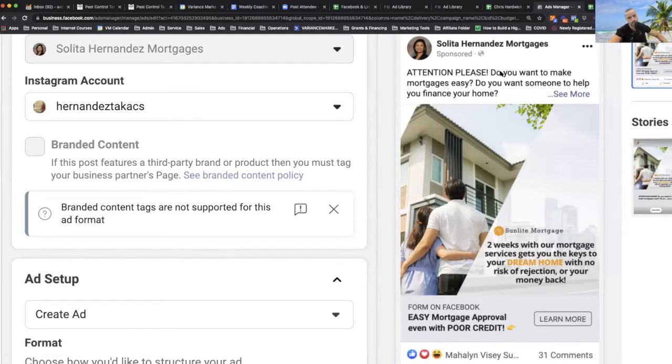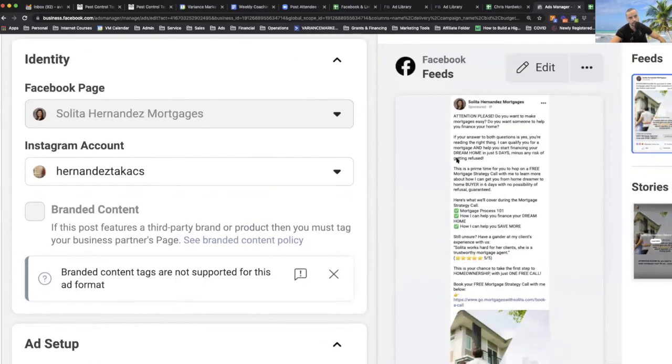So like, attention, please, right? Do you want to make mortgages easy? Do you want someone to help you finance your home? And then see how long that copy is. If your answer to both questions is yes, you're reading the right thing.